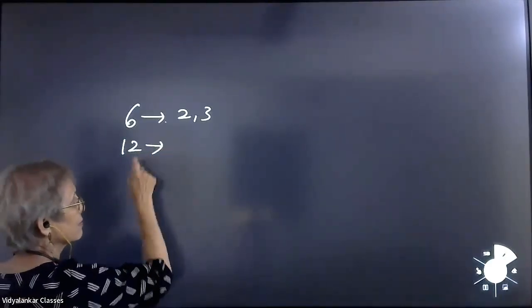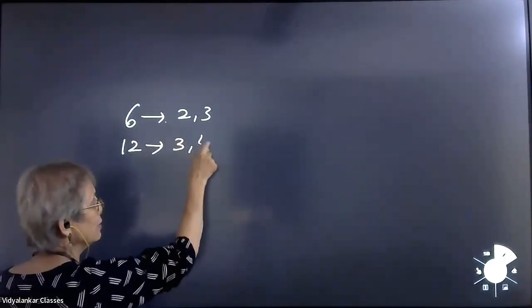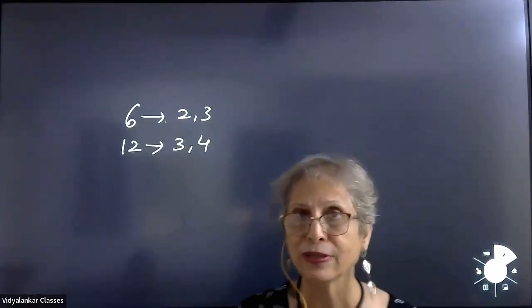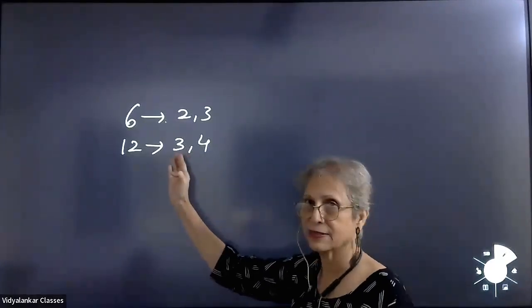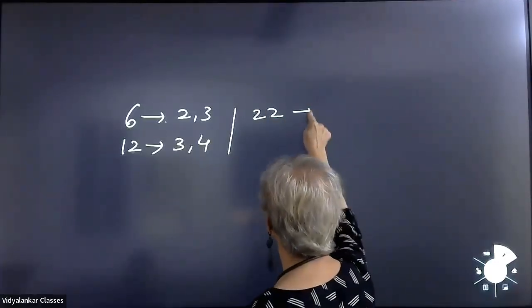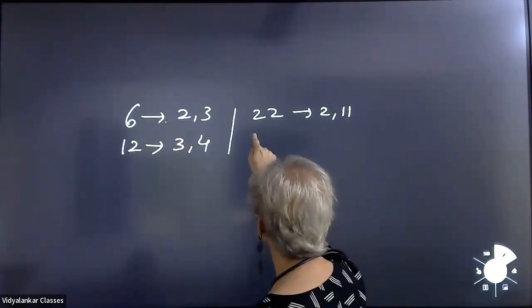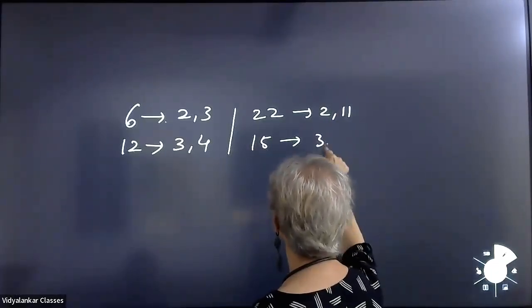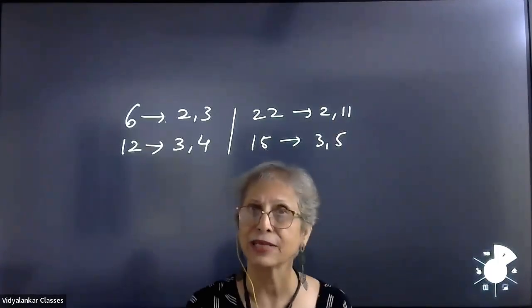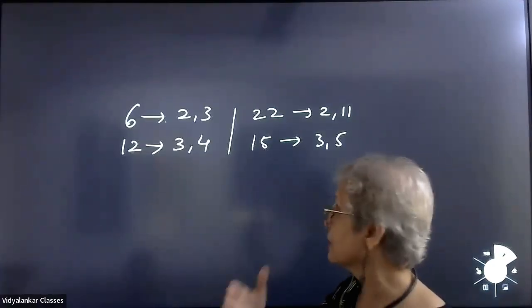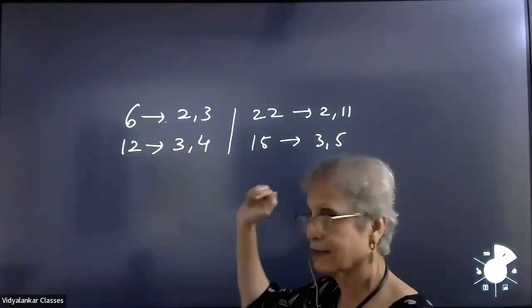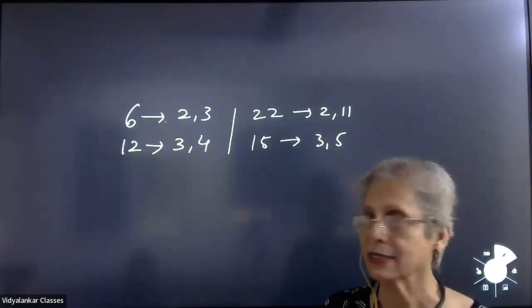Similarly, 12, here it is 3 and 4. Check the last 2 digits; if it is divisible by 4, then go for the sum of the digits. Okay, so like this, various combinations are there. 22, here 2 and 11; 15, here 3 and 5. Many combinations are there. So if you know the basic tests, we can apply those tests to find out divisibility of other numbers also, like this, right? Okay, so let us start solving sums.